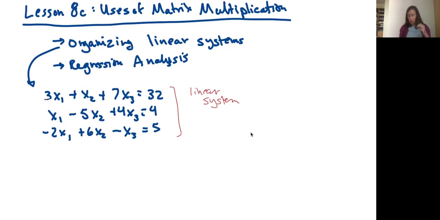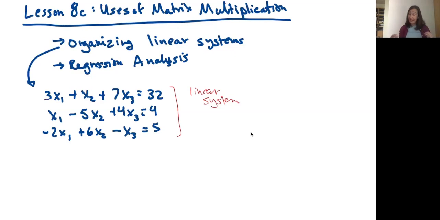The way I've written this system is I've always got my x1s first, my x2s next, and my x3s. I can write it in any order I want. These are just equations with real numbers, but it's nice to organize them this way. I've put all of my terms with the variables on one side and all of the constant terms, the ones that aren't being multiplied by a variable, over here. That's a helpful way to organize these systems.